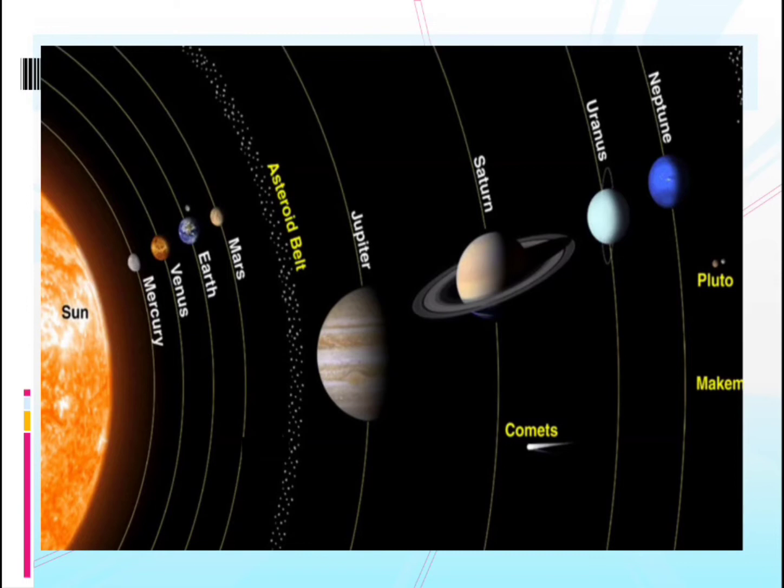Children, next you have Mars. Mars is called the red planet. Why? Because the soil on Mars is reddish, so that's why this planet is called the red planet.